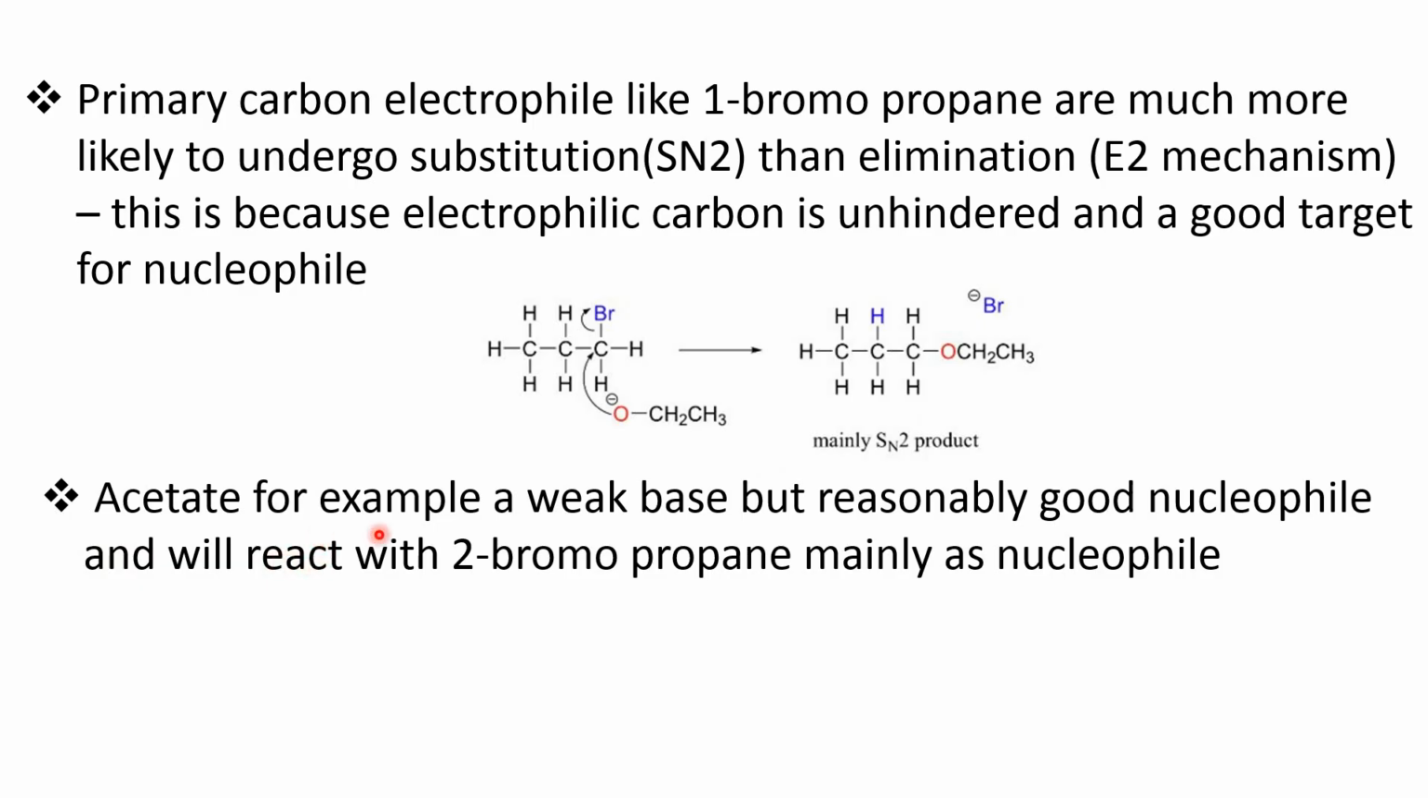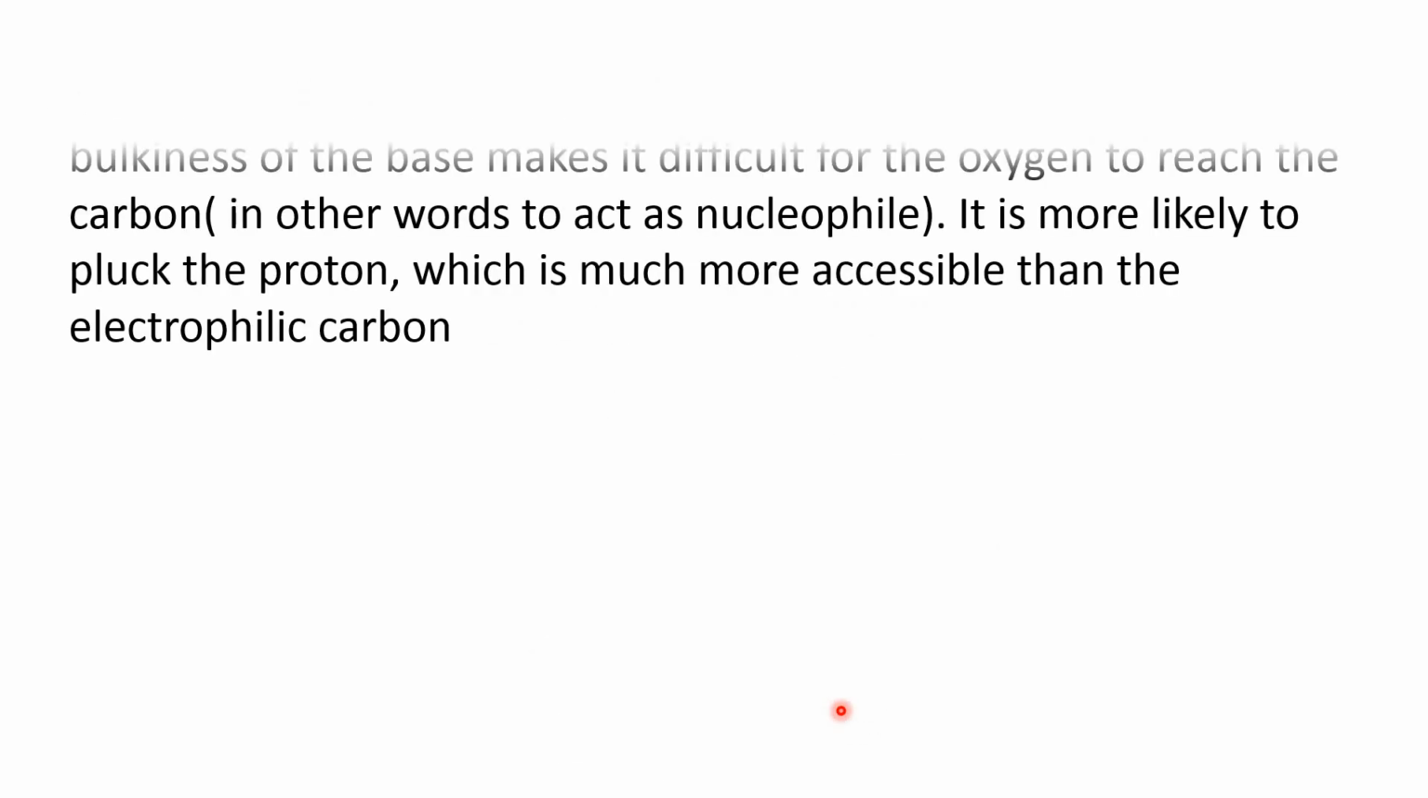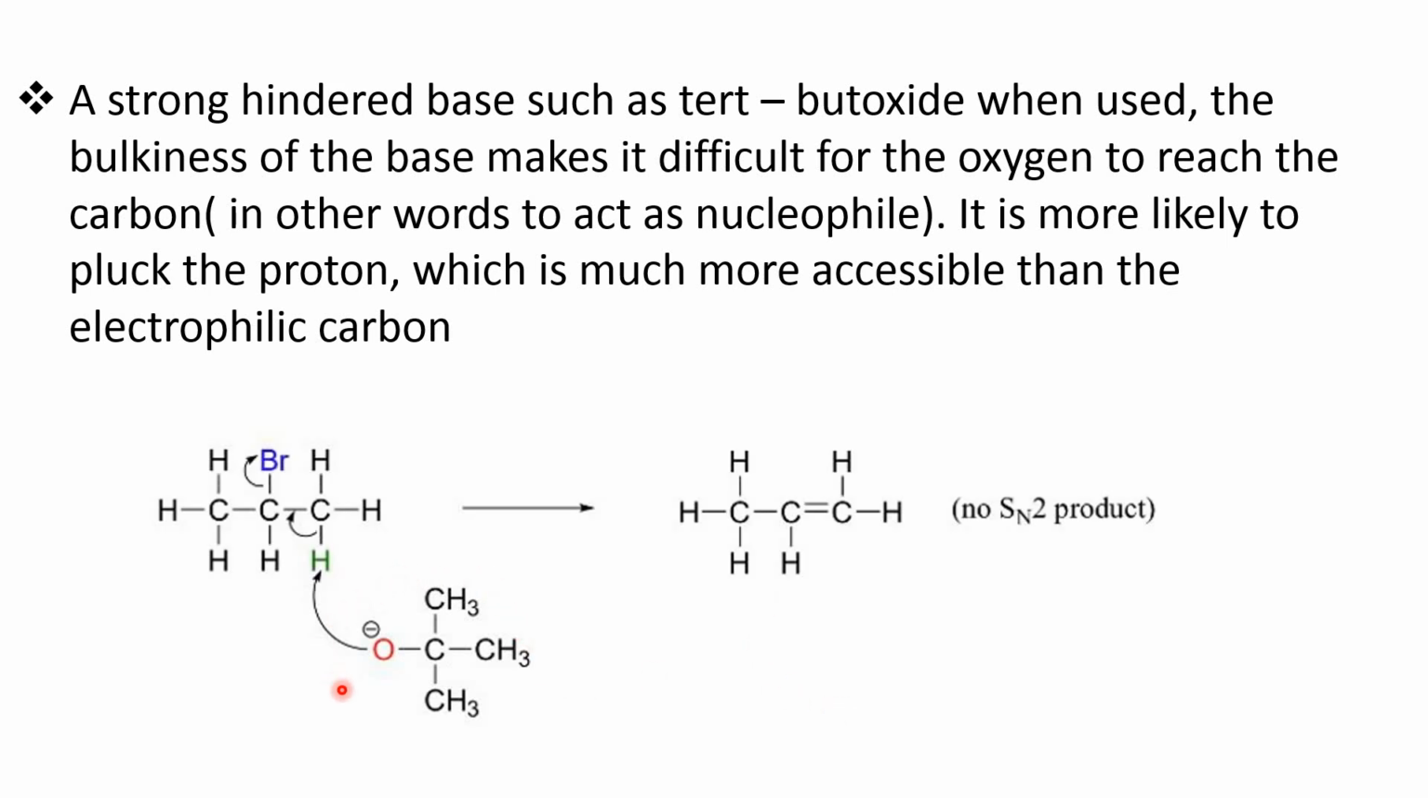And another example, acetate, for example. It is a weak base but it is a good nucleophile. And when it reacts with 2-bromopropane, a secondary alkyl halide, what happens? It acts as a nucleophile. That means you will get the substitution products. Then a strongly hindered base such as tertiary butoxide offers strong steric hindrance. When this base is there, you will get the elimination product. The bulkiness of the base makes it difficult for the oxygen to reach the carbon. Because of the bulkiness, it cannot reach the carbon, which means it cannot act as a nucleophile. It is more likely to pluck the proton. It takes the proton, which is much easier for it, and then you will get the elimination product.